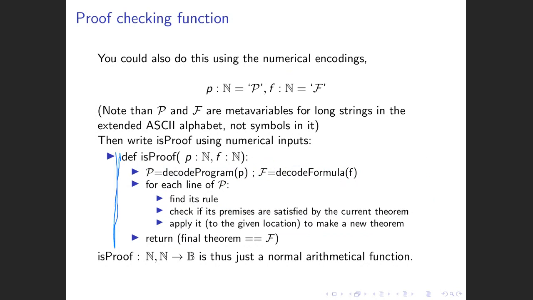So this function is proof. It's just a simple function which takes two natural numbers as input and returns a Boolean. It's just a normal arithmetical function. And it's something which we can always construct because we're just checking the proof.